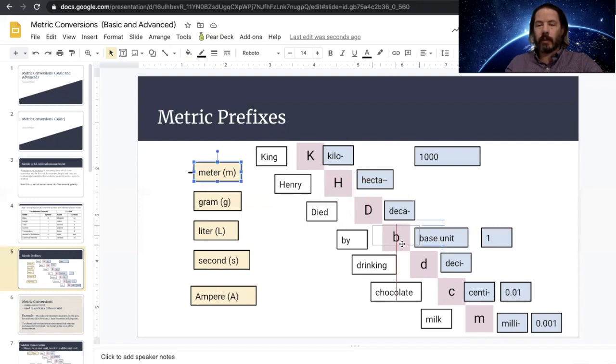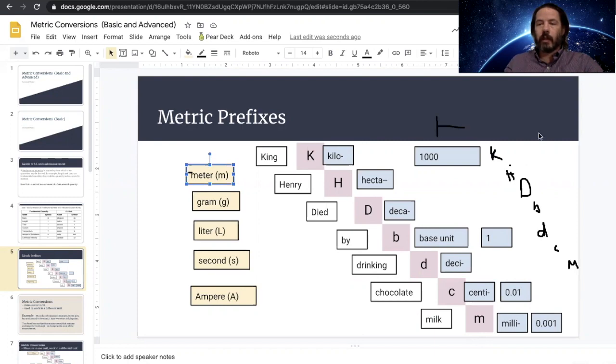So the meter actually goes here. That's the base unit, or the gram. Okay, so the base unit goes there. King Henry died by drinking chocolate milk, which later, when you're working on a problem by yourself, you can just write King Henry died by drinking chocolate milk. Some people write it horizontally, and some people write it just vertically. I prefer the staircase because I get less confused when it becomes time to do a conversion. So there's a reason I write it at an angle. And so I would say until you get more familiar with what's going on, you should do the same.